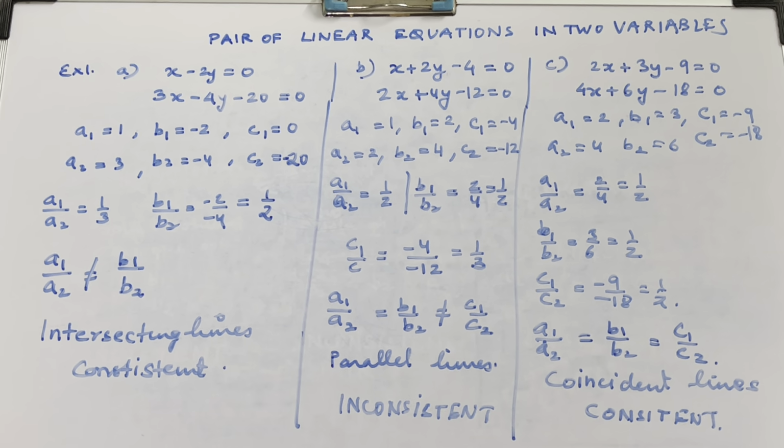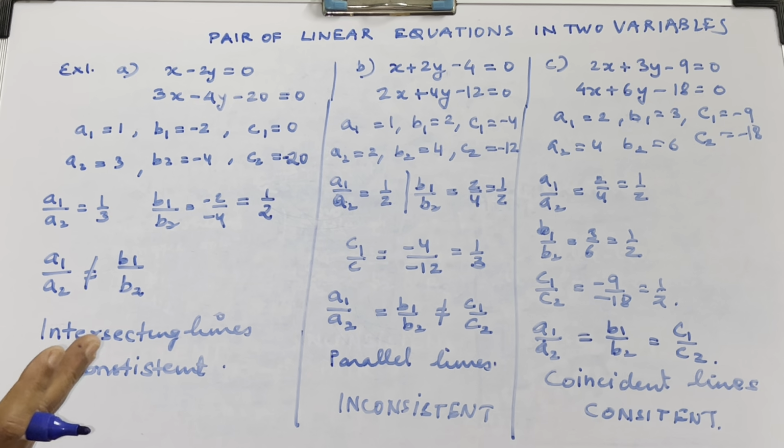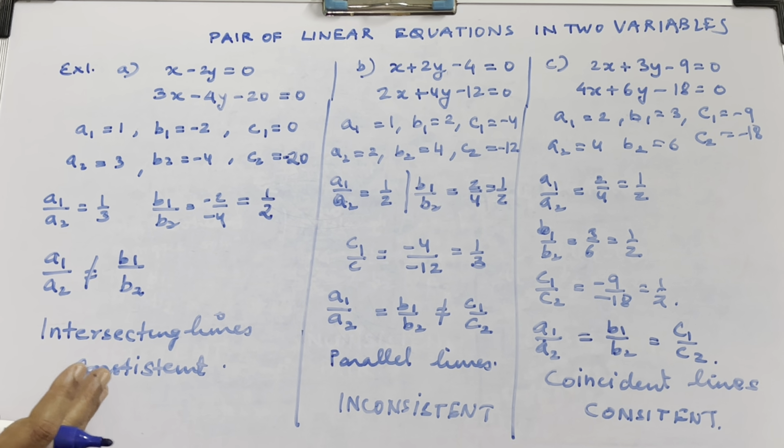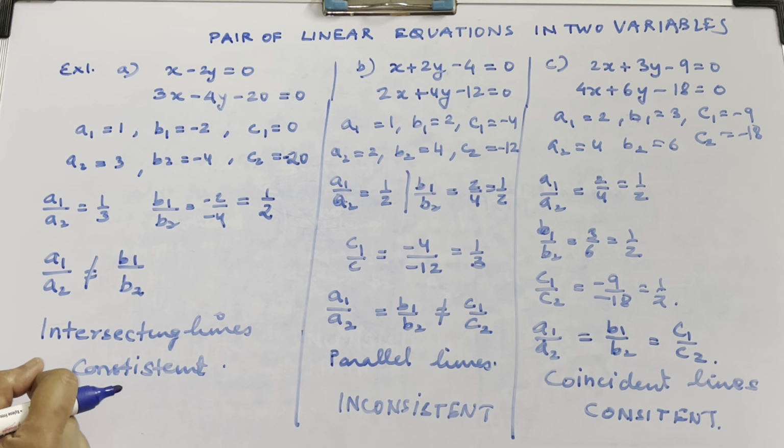Consistent. Please remember this. Parallel lines come under inconsistent system of equation. So this is how, by finding the ratios between the coefficients, we can tell without drawing the graph whether it will be an intersecting pair or parallel lines or coincident lines.